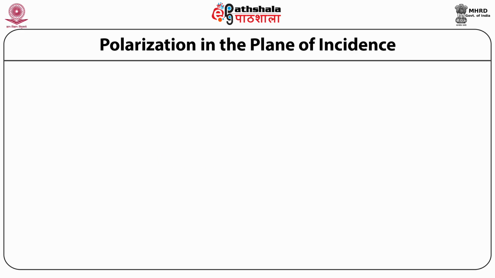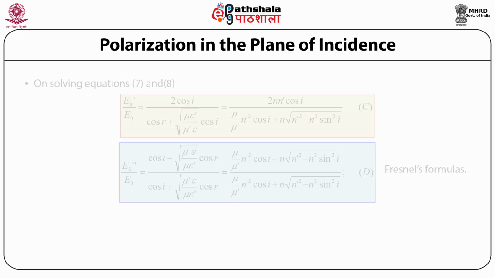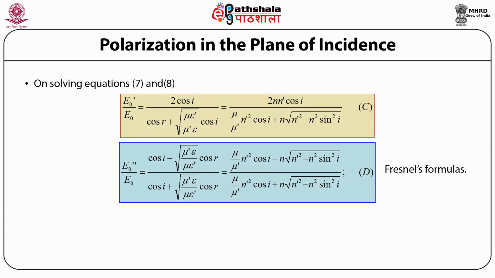Polarization in the plane of incidence. Now, solving the above two equations that we have obtained using the boundary conditions on the electric displacement vector and the electric field vector, and utilizing the equations that we have derived for polarization of the electric field in the plane of incidence, we can then finally write down the Fresnel's formula involving the amplitude of the electric field of the incident wave, the amplitude of the electric field of the reflected wave and the amplitude of the electric field of the refracted wave.